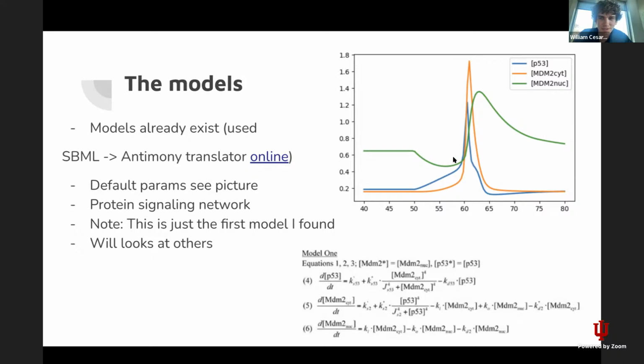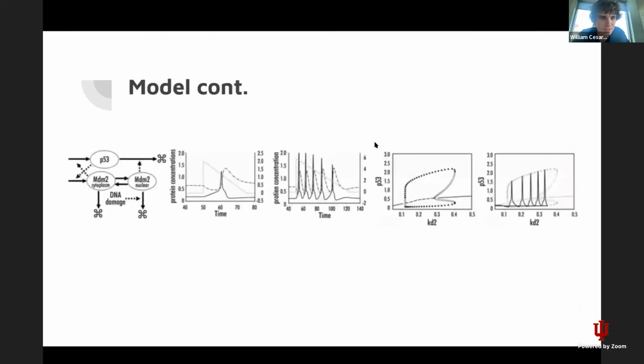The default parameters, it's sort of a simple model, at least looking at it right now. There are 3 variables that we really care about. But in the back end, in the actual model, it's a ton of other variables impacting these 3. And here's another figure from the paper.